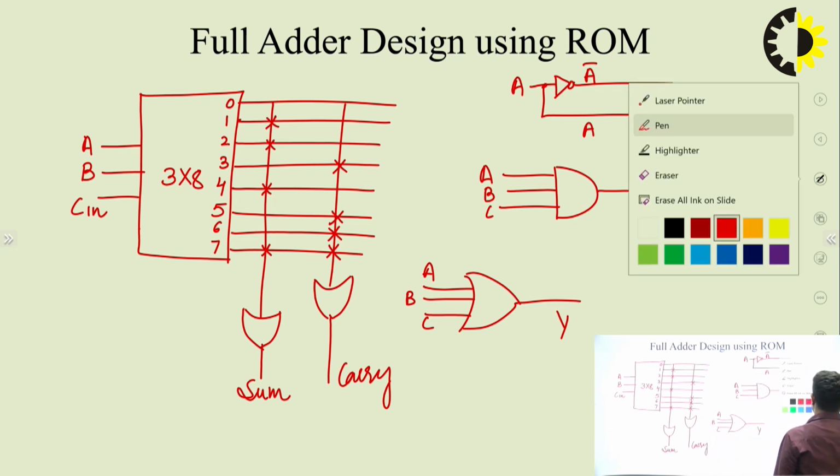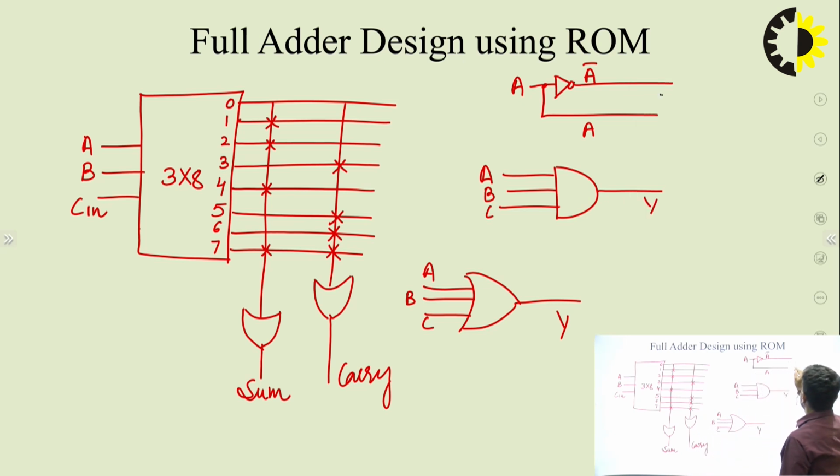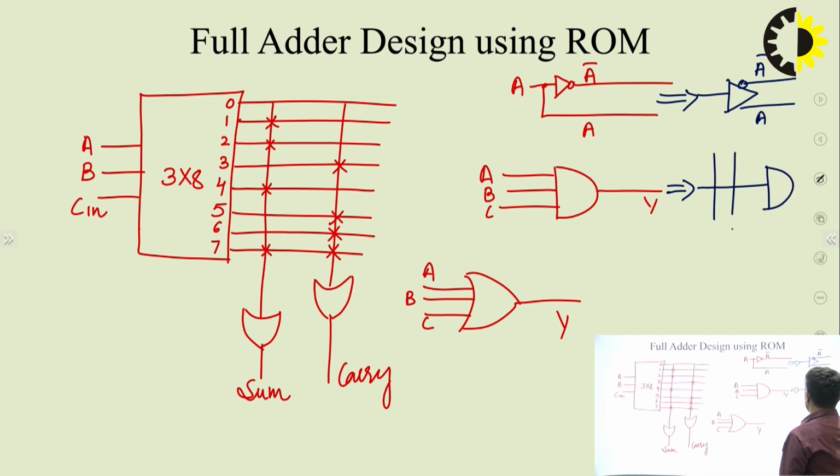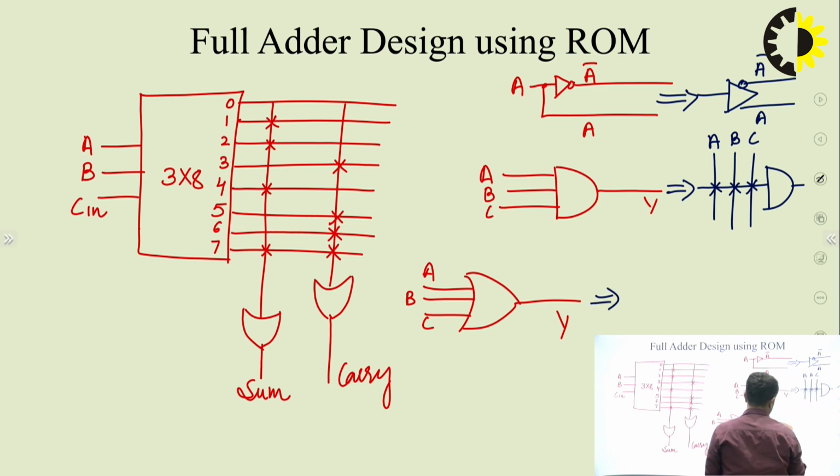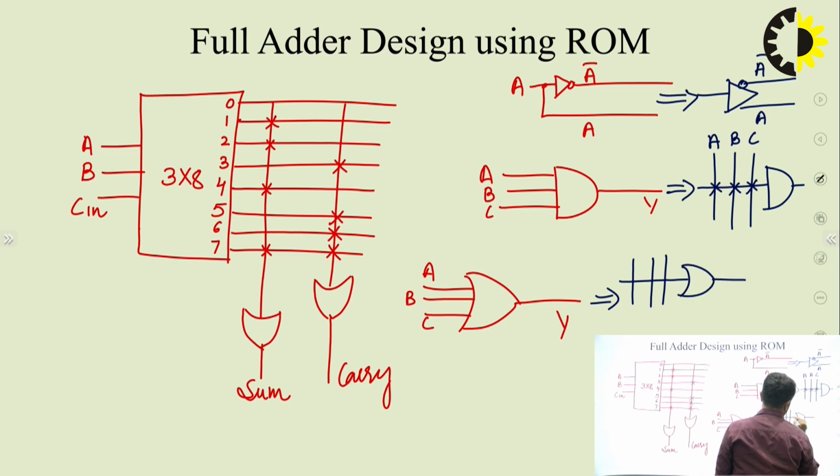But in case of programmable part, this can be replaced by this. This will represent A bar and this will represent A. Now this thing can be replaced by, and there will be 3 vertical lines A, B and C, and all 3 will enter the AND gate to produce the output. Similarly here, there will be an OR gate.